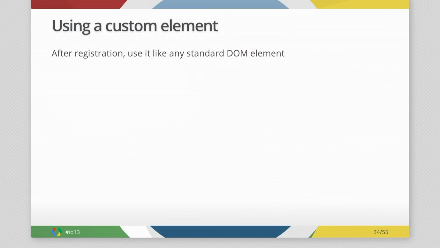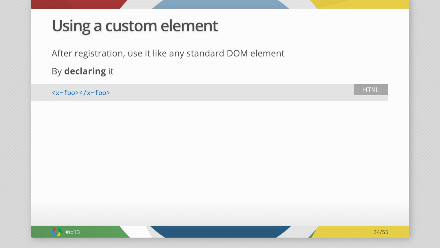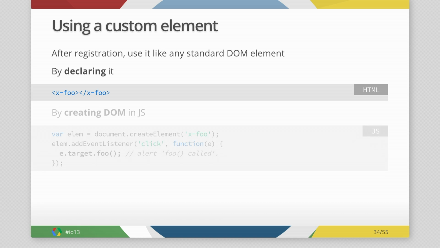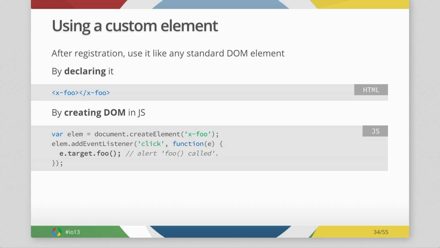So how do we use this thing once we've defined this awesome thing that's going to change the world? And the answer is it's no different than normal elements. So I can declare it. I can use x-foo once that element definition is seen by the browser. I can create it in DOM, right? I can create using document.createElement with my x-foo. That's the tag I'm creating.